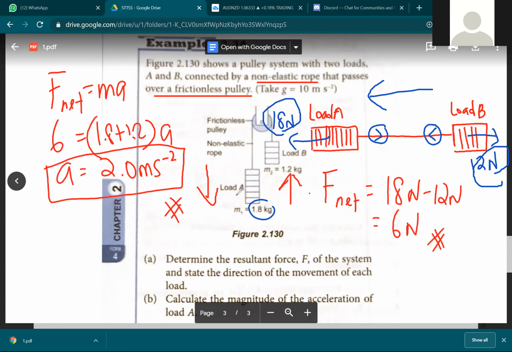Okay, so load A and load B will accelerate at the same rate, because they are connected by the string. So if load A accelerates at 2, load B will also accelerate at 2. So the acceleration of the system is just 2.0.